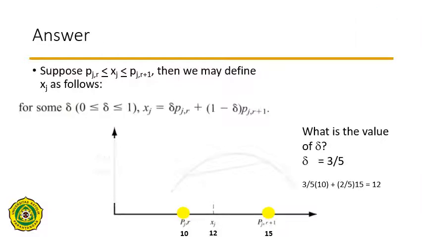So the answer is delta equals 3 over 5, because if you plug in this coefficient, 3 over 5 times 10 plus 2 over 5 times 15, because 1 minus delta is 2 over 5, you will get the result 12. So you will see from this example that we may define any point between the grid points using the linear combination of the grid points.